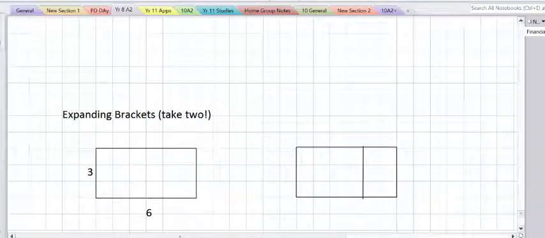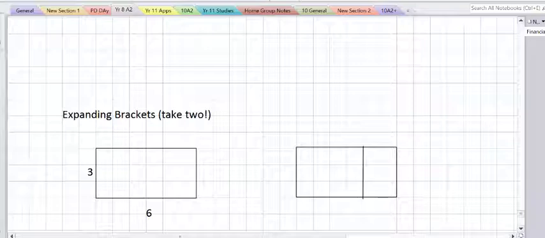Alright. Now, looking at the rectangle, what can we say the area of the left-hand side is? If one side is 3 and the bottom is 6, what's the area of that rectangle? 18. 18, good. Because we get 3 times 6, and if you wanted to, you can count all those little squares. But we know from our maths in junior school that that is 18.